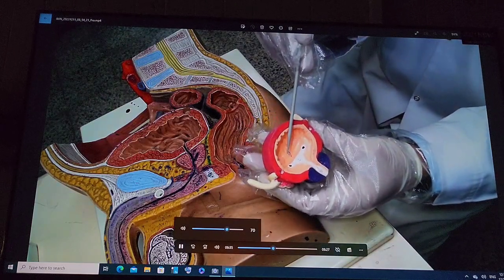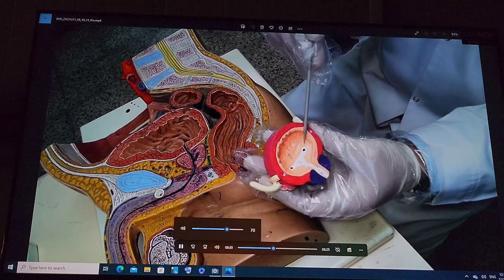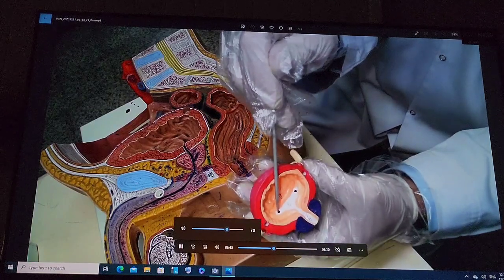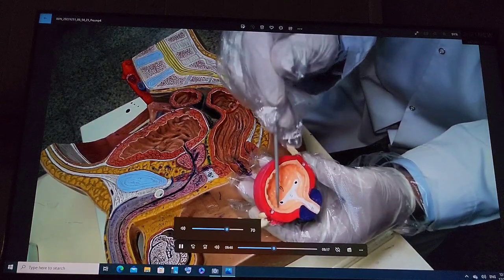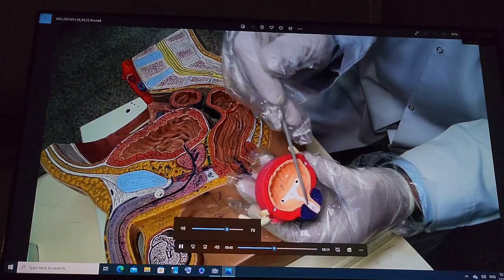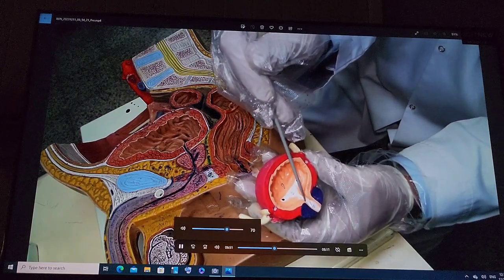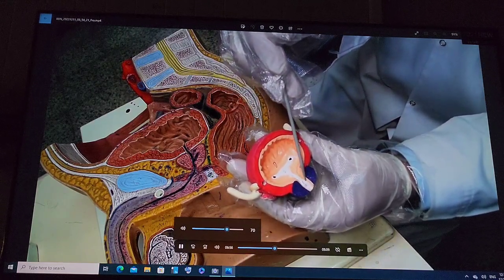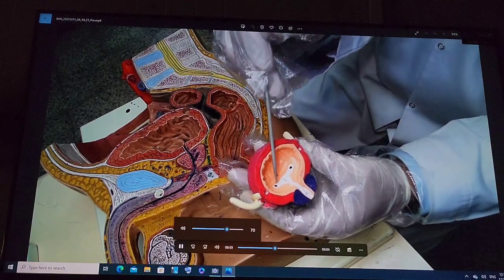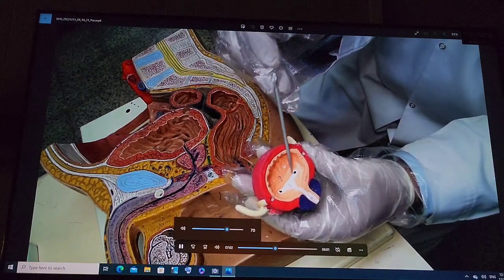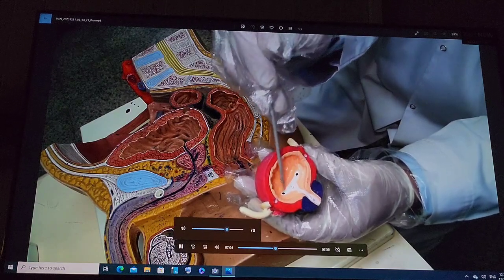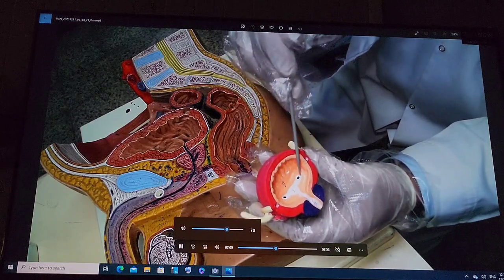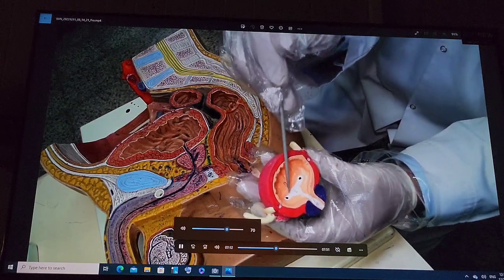The superior angles of the trigone correspond to the openings of the ureters. Here we can see the two openings of the ureters. The inferior angle corresponds to the internal urethral meatus. The trigone is limited above by a muscular ridge, which runs between the two openings of the ureters. This is called the interureteric bar or interureteric ridge.